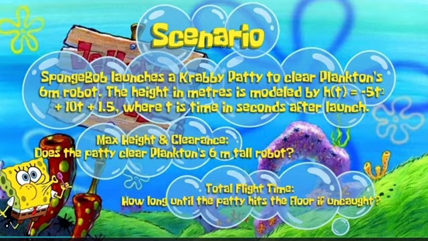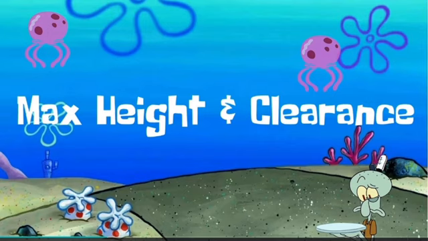To solve this scenario, we need to answer two key investigation questions. First, peak height and clearance. Does the patty actually reach enough altitude to clear Plankton's 6-meter tall robot? And second, total flight time. How many seconds does Squidward have to catch the patty before it hits the floor?